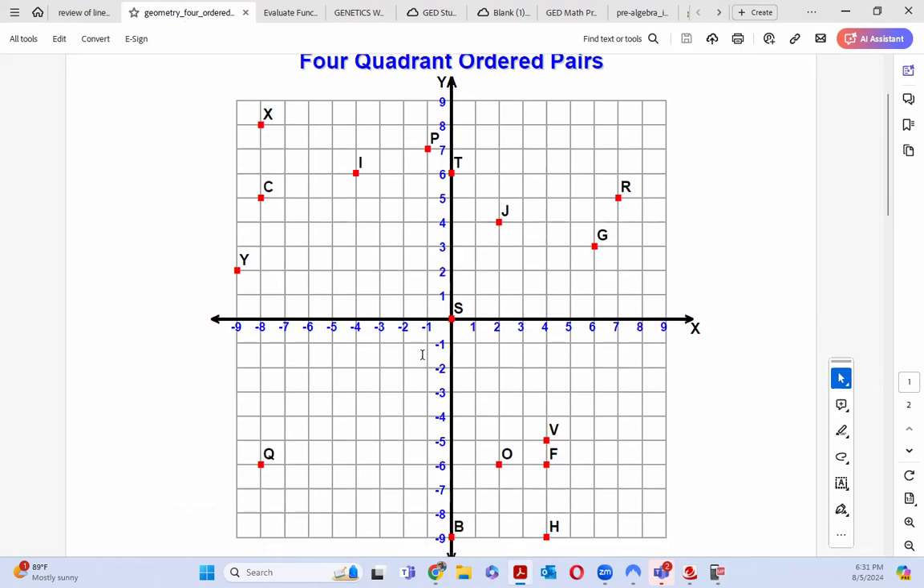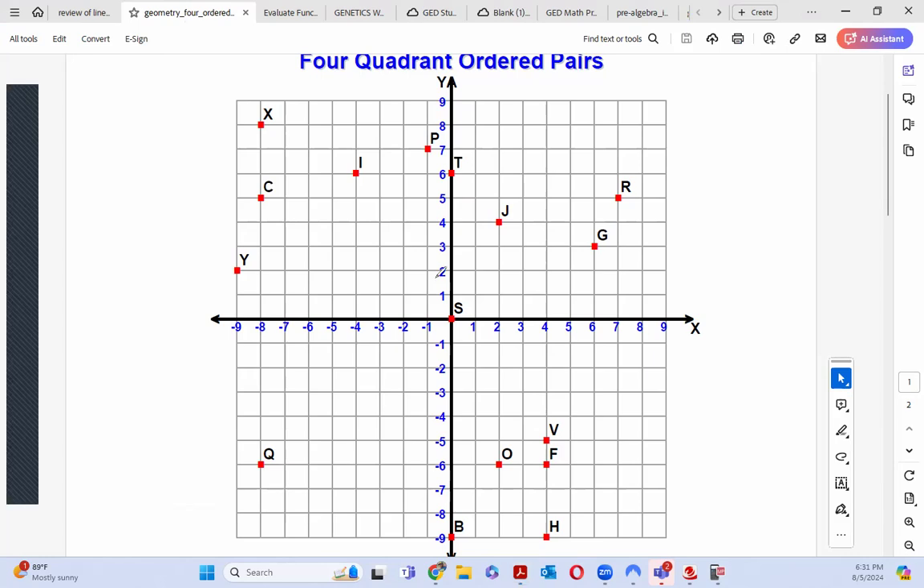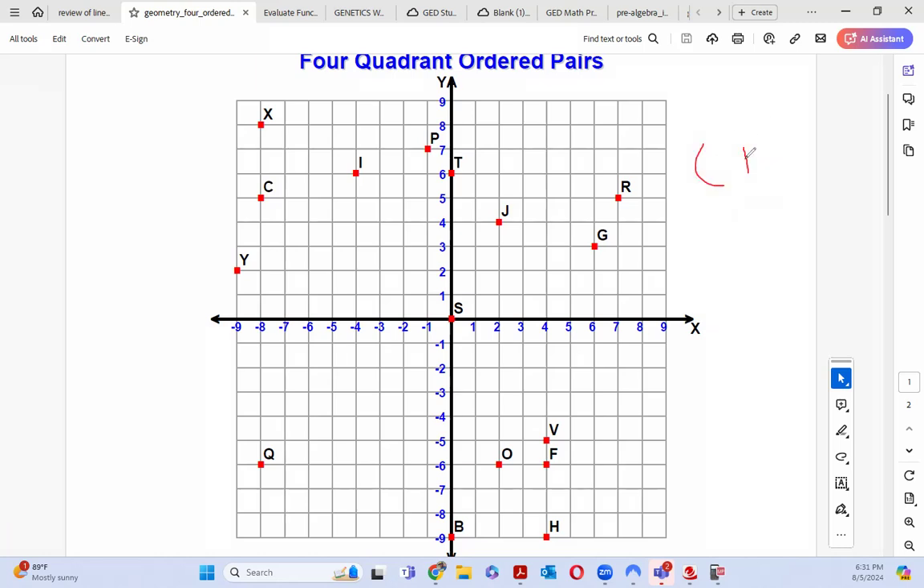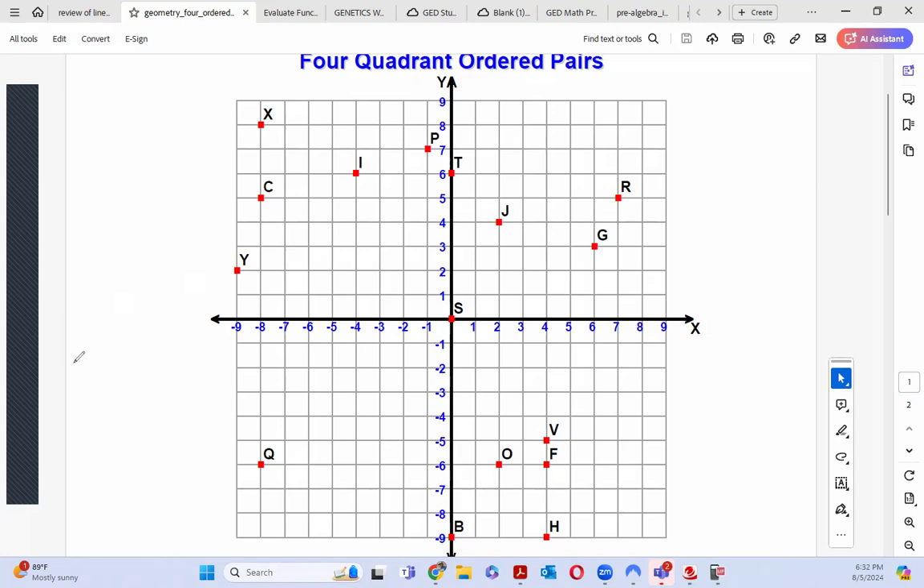Can anybody tell me what the ordered pair is for point J? Okay, positive 4, positive 2. So positive 4, positive 2. Is that right? Anybody else? Okay, I'll say the same. Anybody else? If you said 4, 2, you are absolutely, positively wrong.